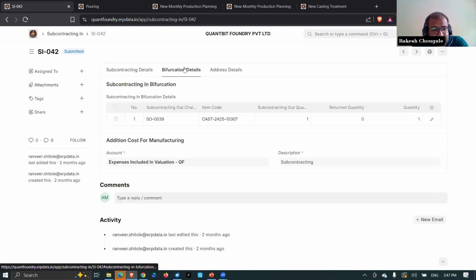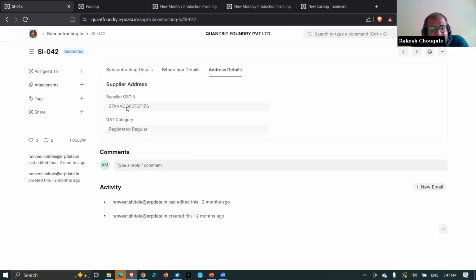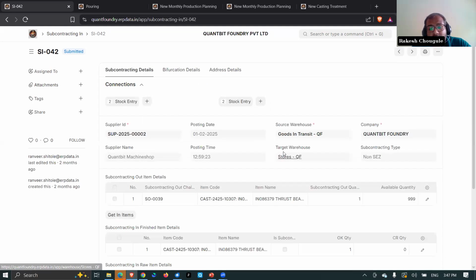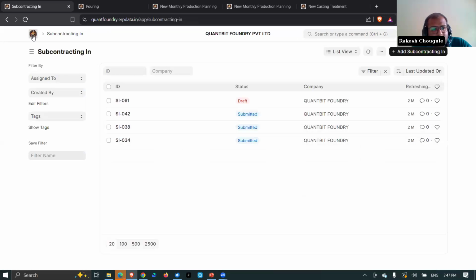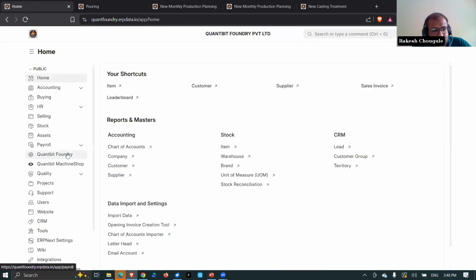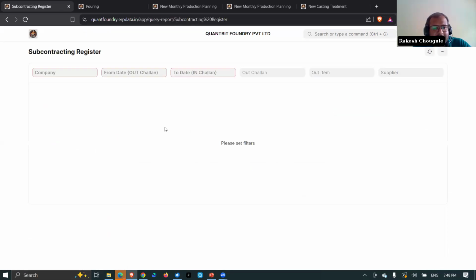That bifurcation is also available, which is more required at the stage of evaluating the performance of our subcontractor. Then there will be a bifurcation table. In the bifurcation table you will see the subcontracting out challan and its out quantity, the return quantity against a particular out challan, and the number of pending quantities against each out challan. After that there are address details, and after submitting this, my stock will be available for the particular location which we selected here. So I will show you quickly a report about the subcontracting register.